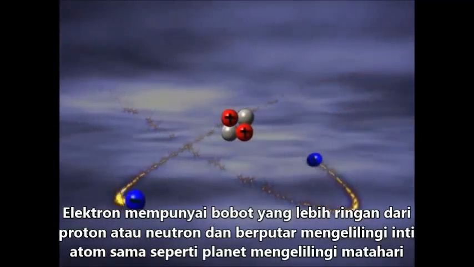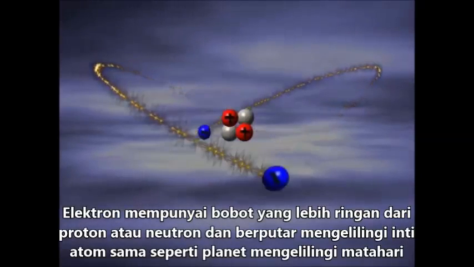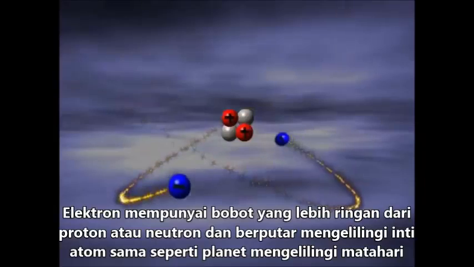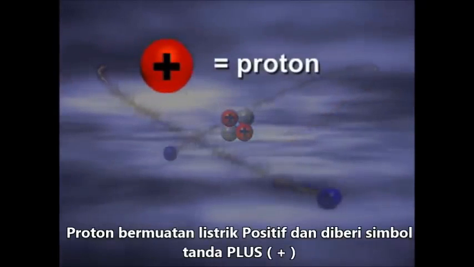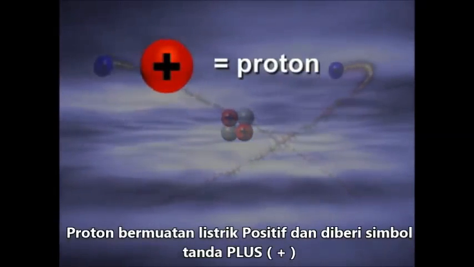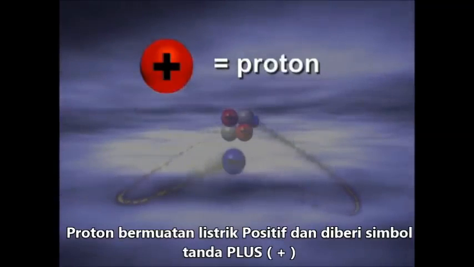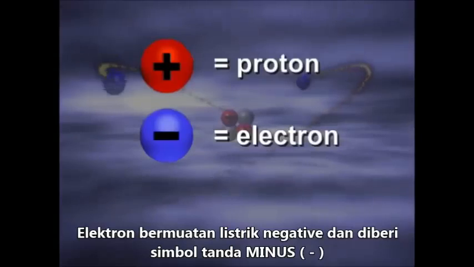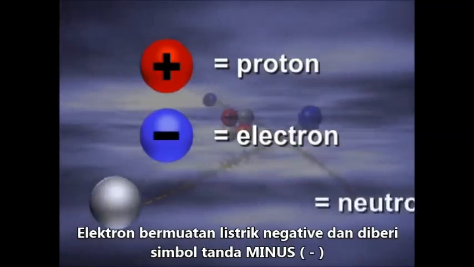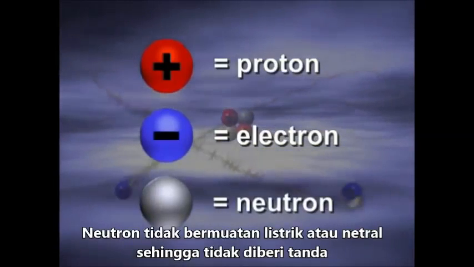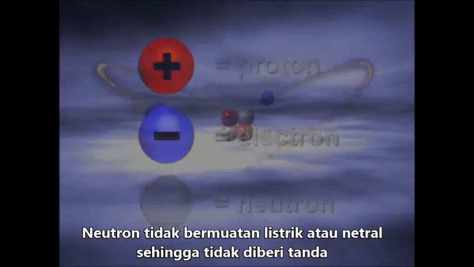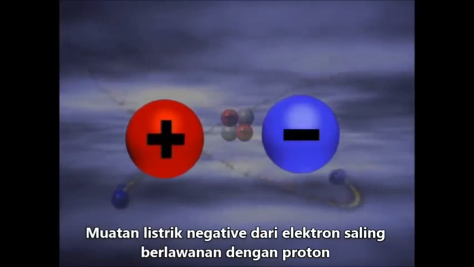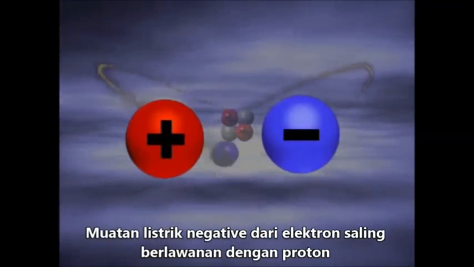Electrons are much lighter than neutrons or protons and orbit around the nucleus in much the same way that planets orbit around the sun. The proton has a positive charge, and its symbol is a plus sign. The electron has a negative charge, and its symbol is the minus sign. The neutron has no charge, and therefore has no sign. The negative charge of an electron is equal but opposite to the positive charge of a proton.